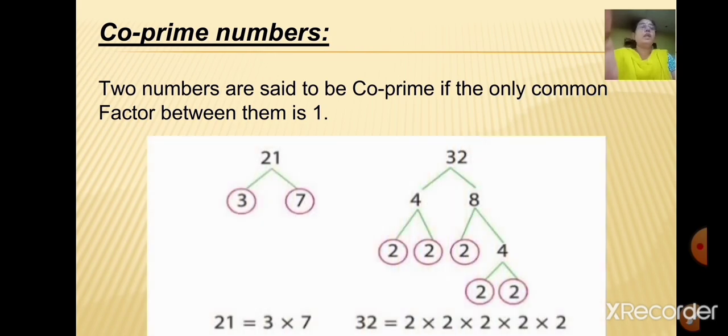For example, 21 and 32. Here you can see that the prime factors of 21 are 3 and 7, whereas the factor of 32 is only 2, that is 2 to the power of 5. Correct? So there is no common factor between the numbers 21 and 32 except the number 1. So such numbers are called co-prime numbers.